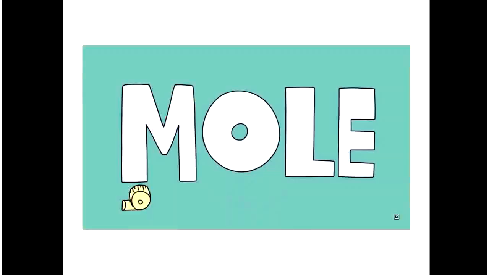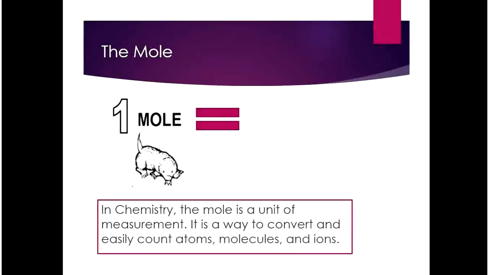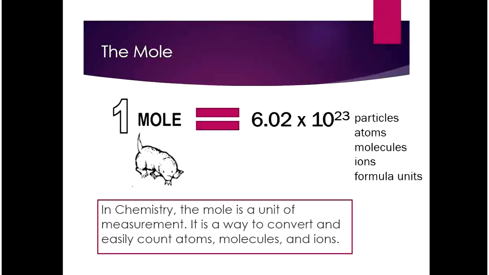Now, hopefully that video gave you an idea of how big the actual number is. So in chemistry, the mole is a unit of measurement. Again, we can't see one atom, right? But when we say 1 mole, we know that we are talking about 6.02 times 10 to the 23 atoms. And this makes it so that it's easy to convert and count atoms, molecules, ions, particles, substances that are extremely small, things that we cannot see with our naked eye.